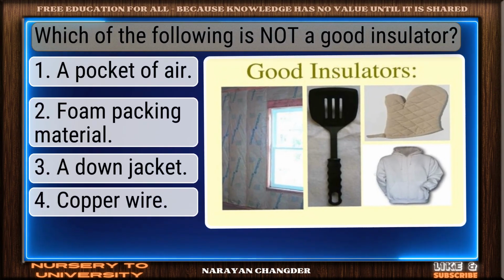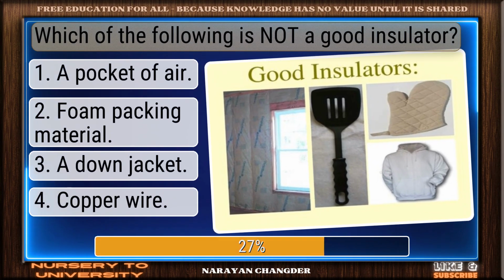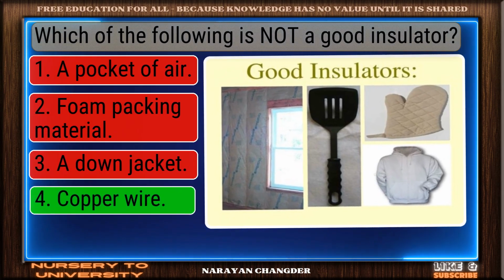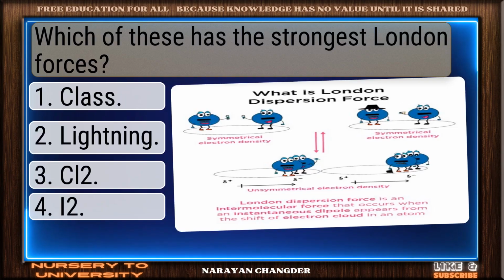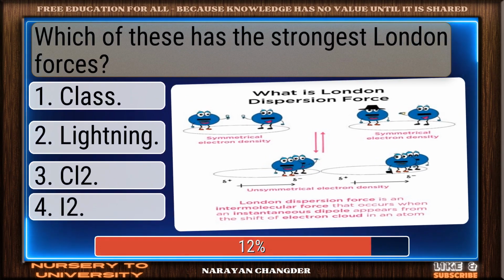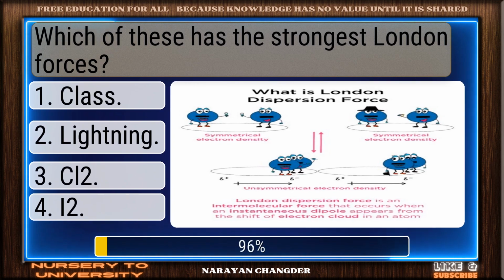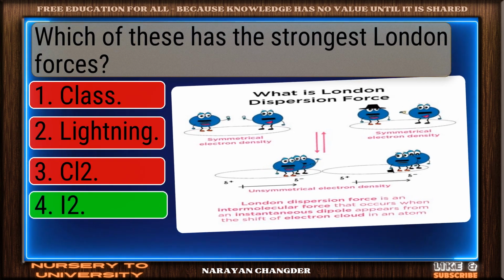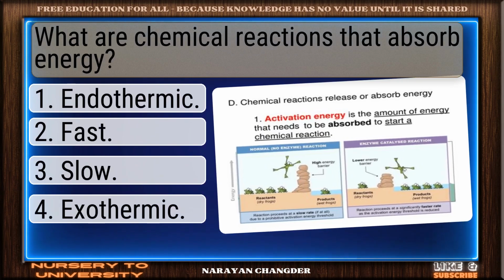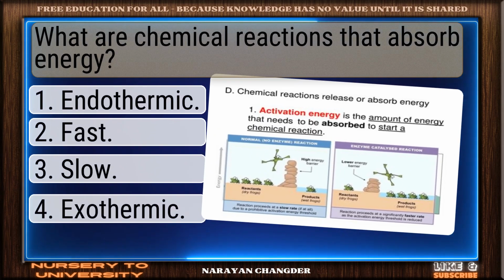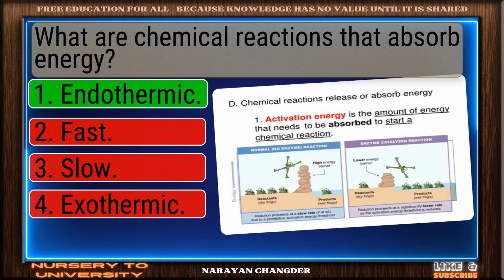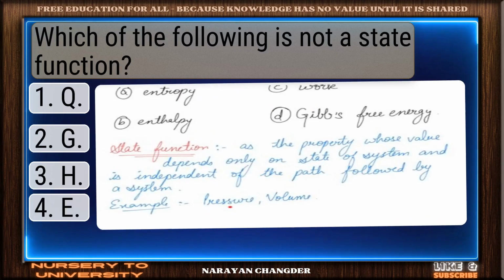Which of the following is not a good insulator? You chose copper wire. And it is correct. Which of these has the strongest London forces? Solid response. I too is a valid choice. What are chemical reactions that absorb energy? Bravo, endothermic is the answer.